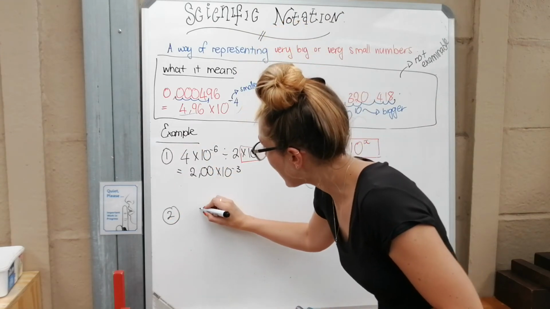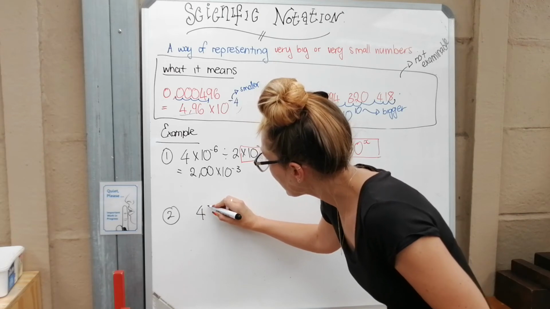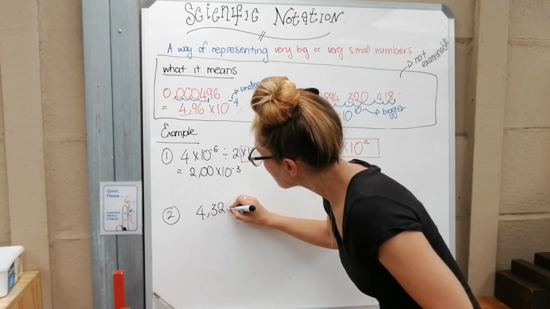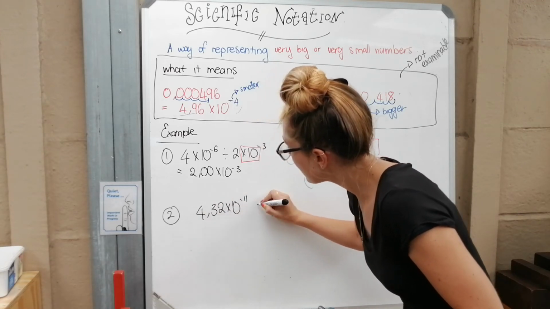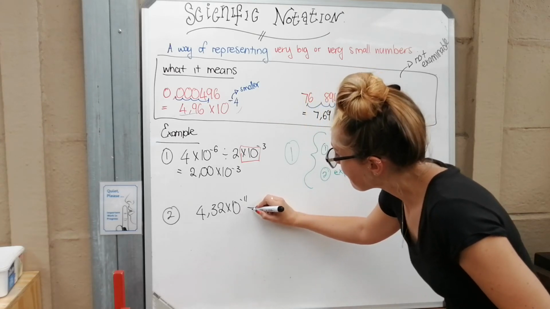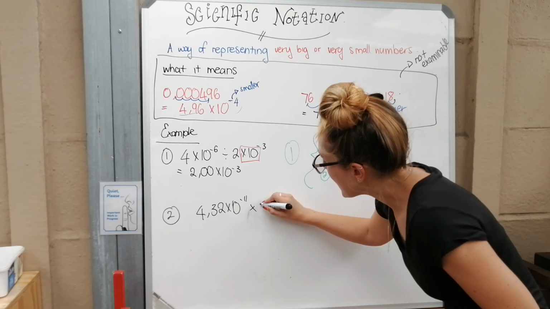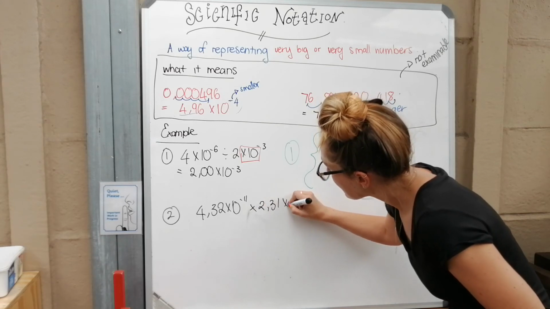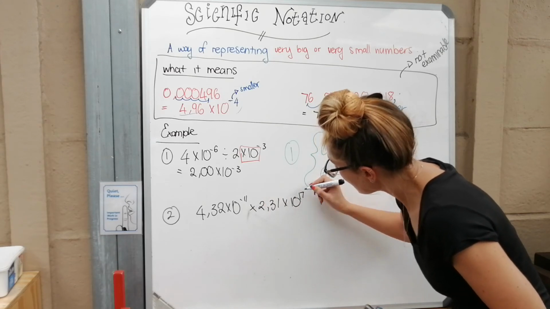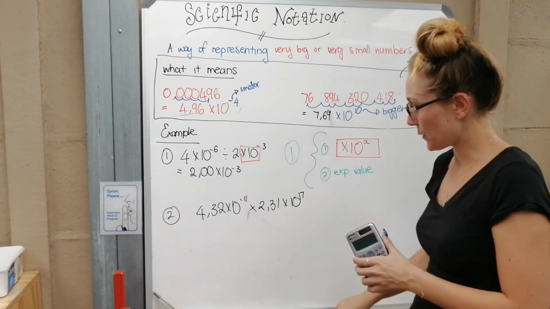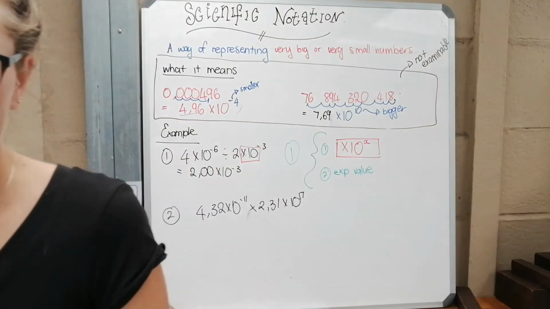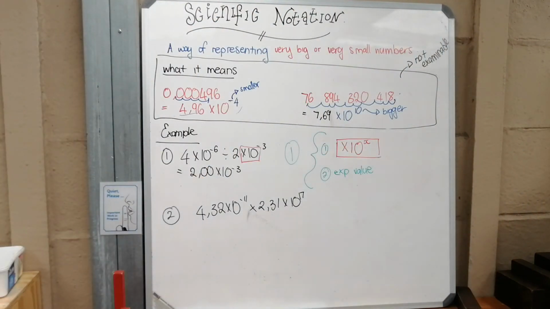Okay, so let's do 4.32 times 10 to the negative 11. Let's do multiplication times 2.31 times 10 to the 17. Okay, and we're going to type it into our calculators. Again, I'm going to try my best to show you what I'm doing here. So we're going 4.32 times 10 to the negative 11 multiplied by 2.31 times 10 to the 17.